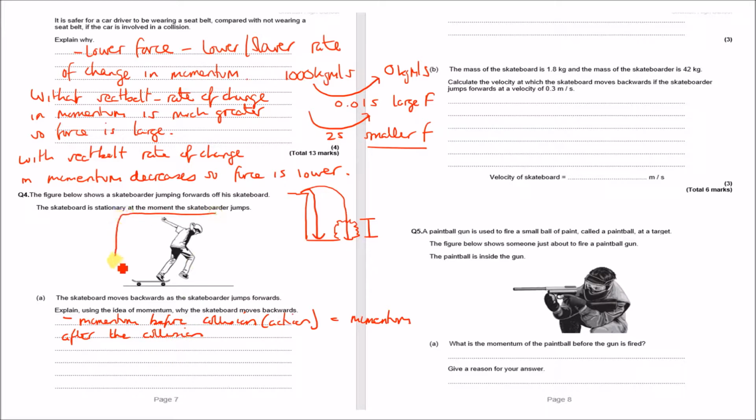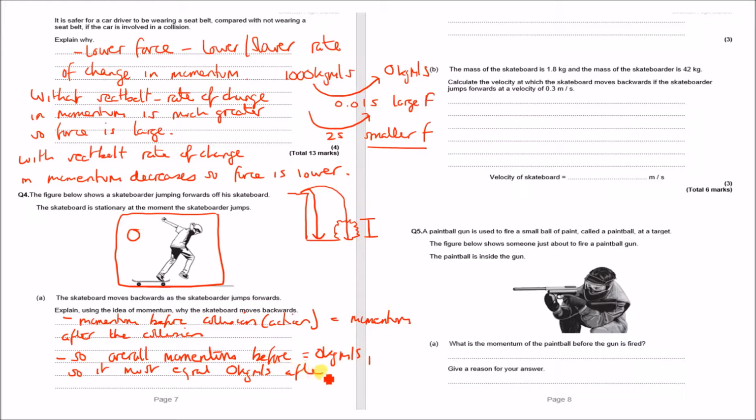Now the overall momentum before he jumps off is equal to 0. So therefore the momentum after he's jumped off must be equal to 0. Okay, so overall momentum before equals 0 kilogram meters per second. So it must equal 0 kilogram meters per second after the collision.